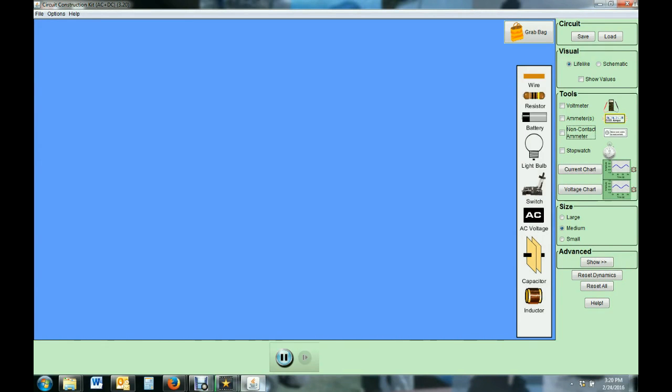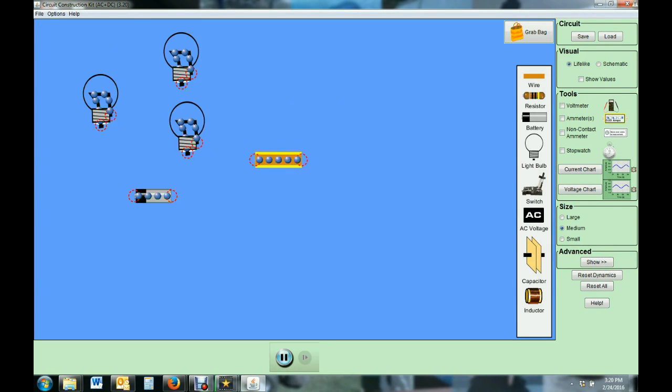Here we are back at our circuit simulator. I'm going to pull out the pieces I need to make the two circuits in question. Okay, so here is one of our two circuits.